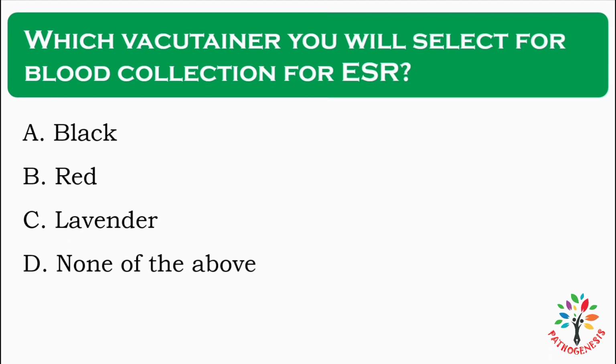Next question, which vector will you select for blood collection for ESR? Just before this slide I told you ESR is performed with the black top vector, so this is the correct option. Red is not applicable, lavender is not applicable. Lavender is used for CBC, HbA1c and all.